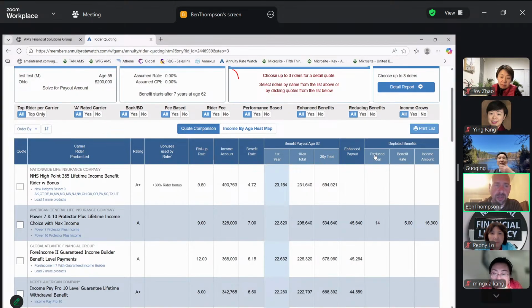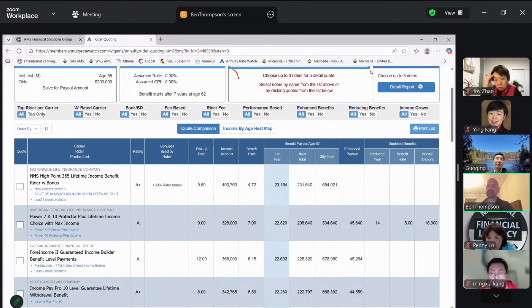It's the American General, or now Corebridge Power 7 Protector, but the choice is with maximum income. All right. So I don't want you all or your new agents to get confused thinking that that $22,820 that they get in the first few years is going to maintain, because if we look at the far right under the depleting benefits, in the 14th year, that money is going to go from 22,000 to 16,003. Now, that's not as drastic as some of the drops that I've seen.